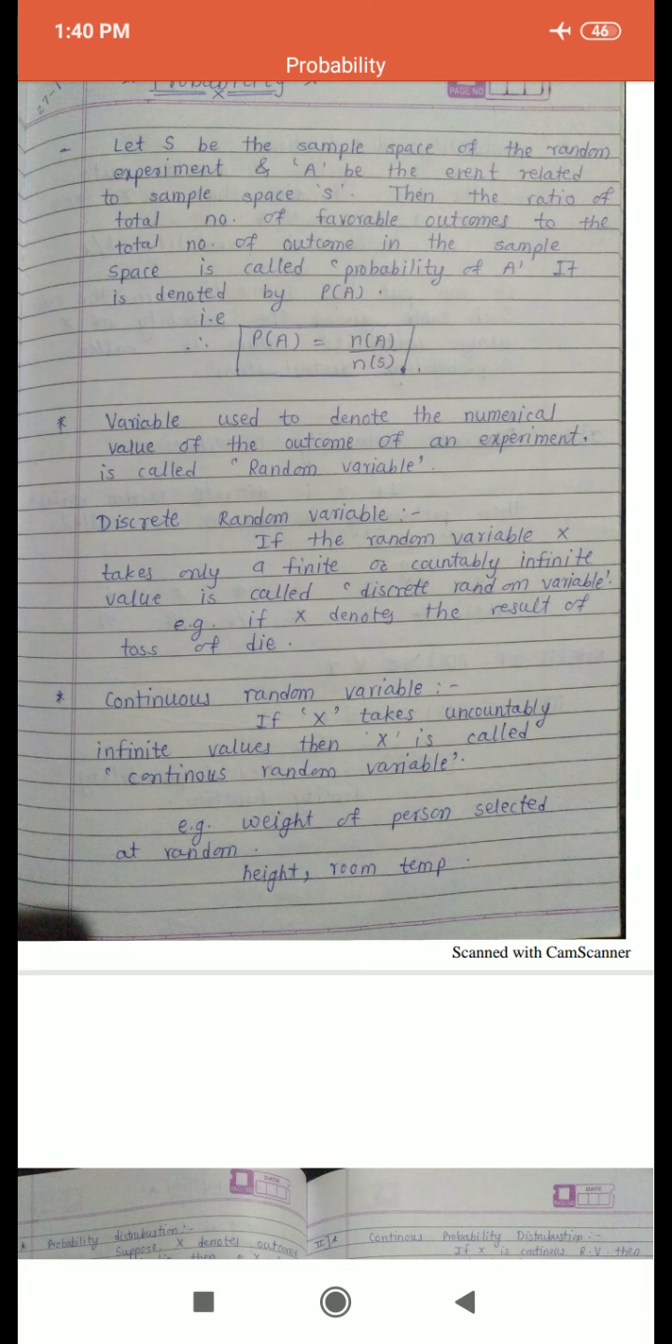If the random variable capital X takes only finite or countably infinite values, it is called a discrete random variable. For example, capital X denotes the result of a toss of a die, because we know that the possible outcomes will be 1 or 2 or 3 or 4 or 5 or 6, only finite in number. That's why this is an example of a discrete random variable.